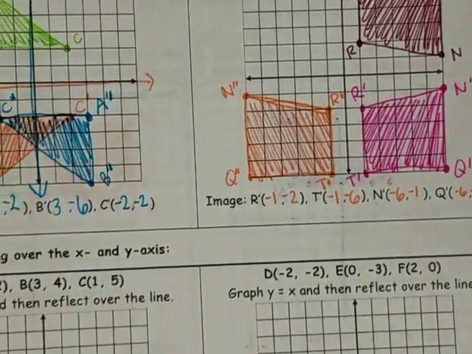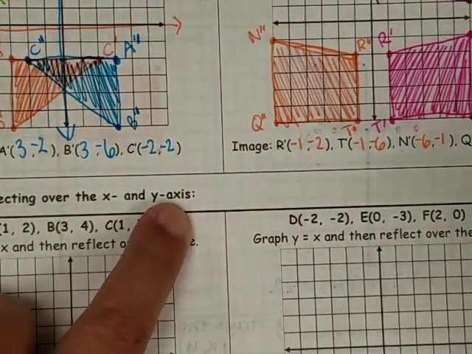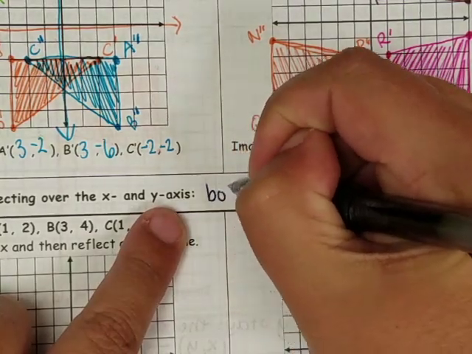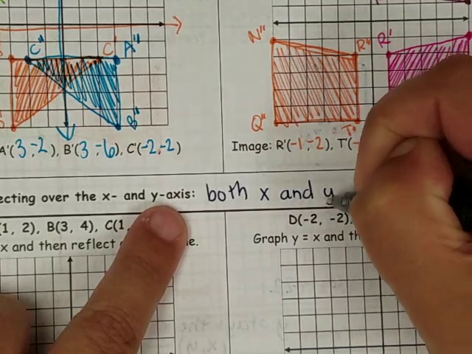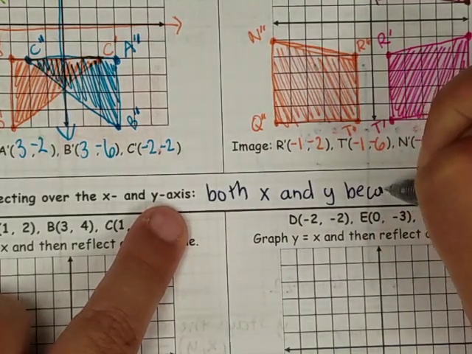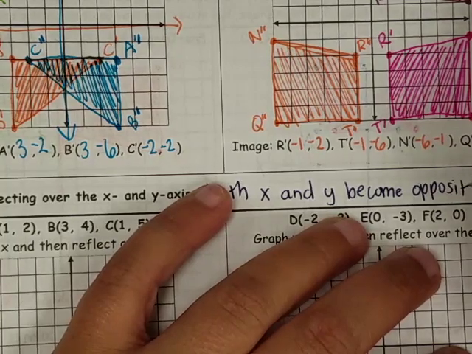So if you look down here, what we can say is rules for reflecting over both the x and the y: both x and y become opposite signs.